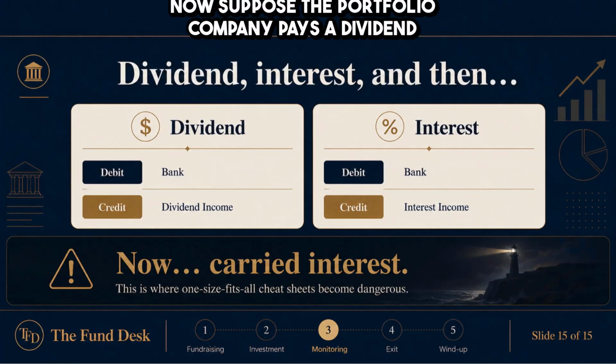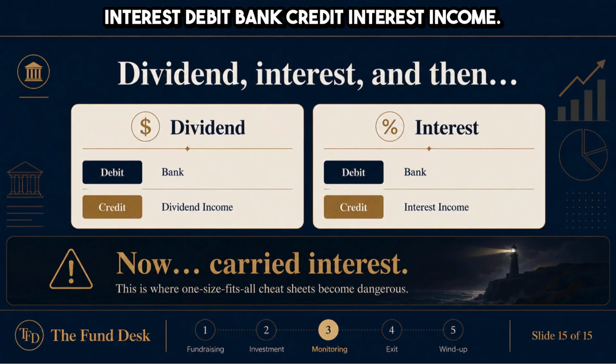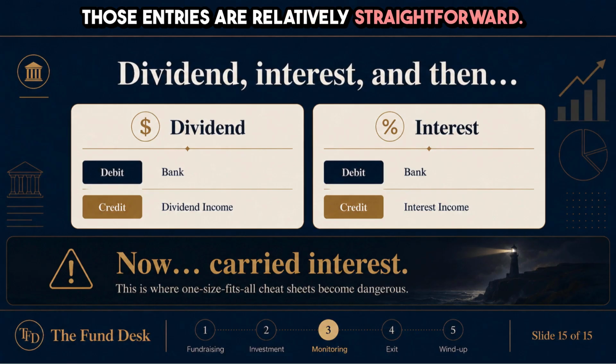Now suppose the portfolio company pays a dividend. Debit, bank, credit, dividend income. If it pays interest, debit, bank, credit, interest income. Those entries are relatively straightforward.